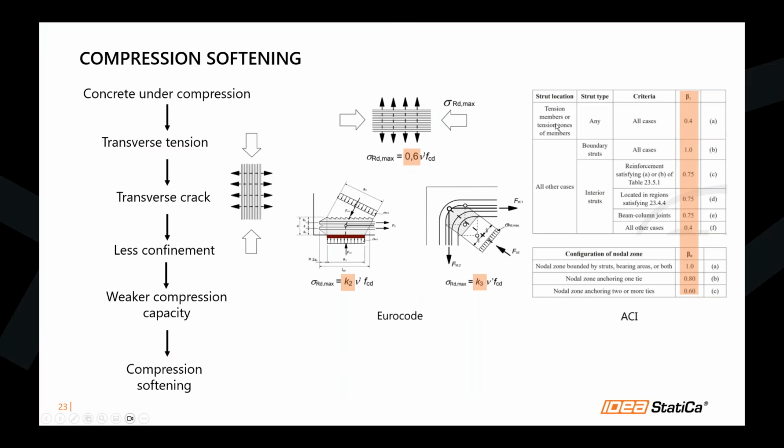Same in the ACI, for different strut location, strut type, and criteria, there'll be this beta factor, they call it. As you can see here, it is actually less than 1, right? So 0.8, 0.6, 0.75, and all that. But in IDEA StatiCa Detail, you don't need to worry. You just need to put in everything, run the analysis, then this reduction factor will be automatically calculated.